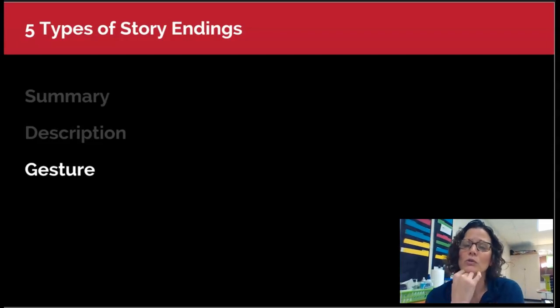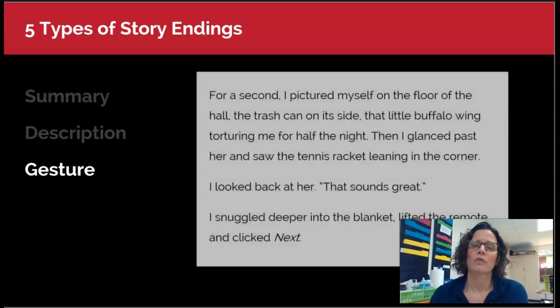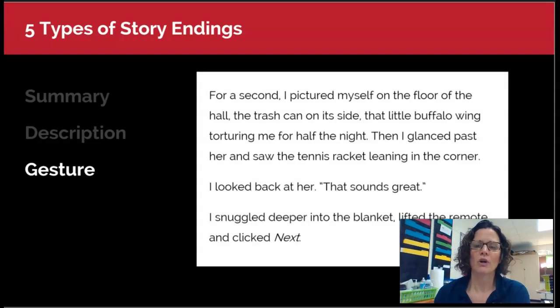Another way to finish the story is to have your main character do some sort of gesture or action that shows that something has changed. So, this is how Frog ends. When Bree lifts the remote and puts on another episode of Arthur, it's a way of showing that she's comfortable with her decision.